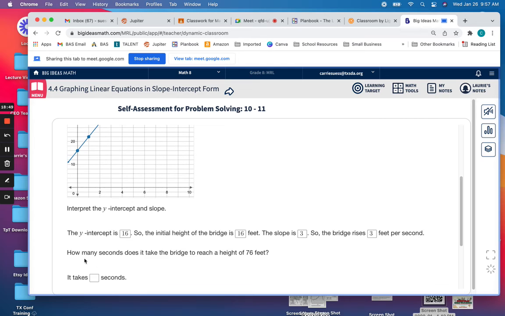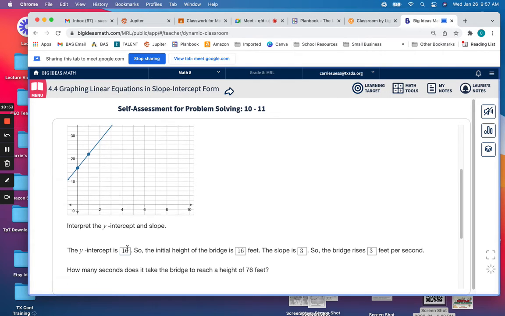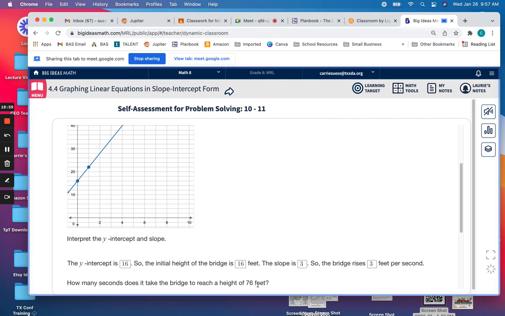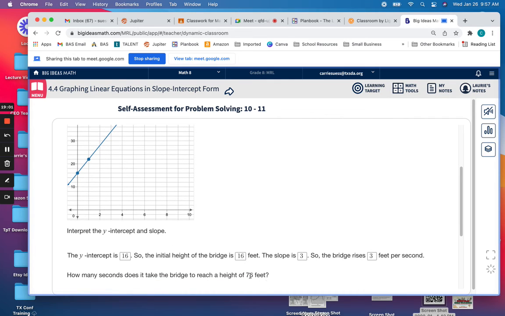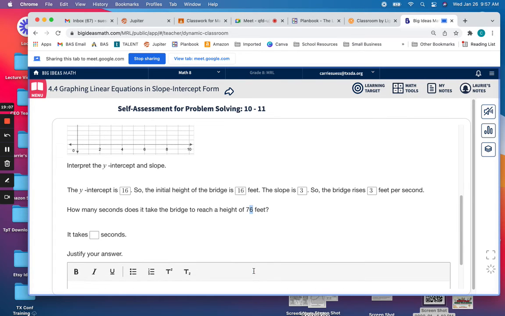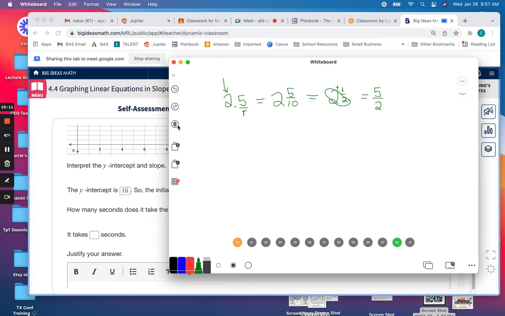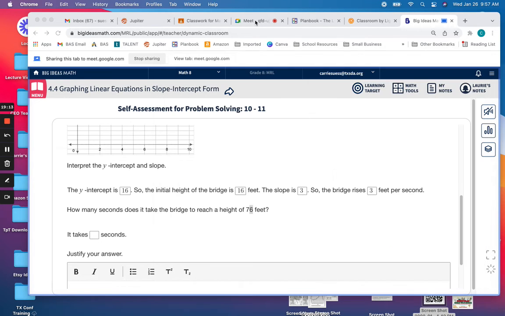Okay. So the last question is, how many seconds does it take the bridge to reach a height of 76 feet? So we could go in here and try and find 76. It's not even available. So the rising to the height of 76 feet means that can be substituted for the y value. So we need to plug that in to the equation. Let me get my whiteboard.